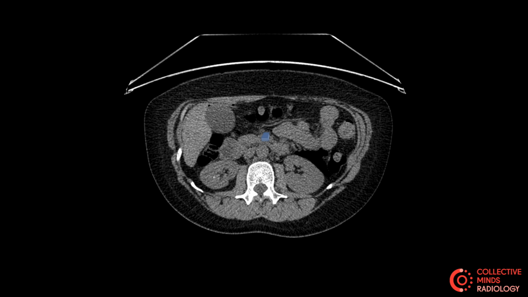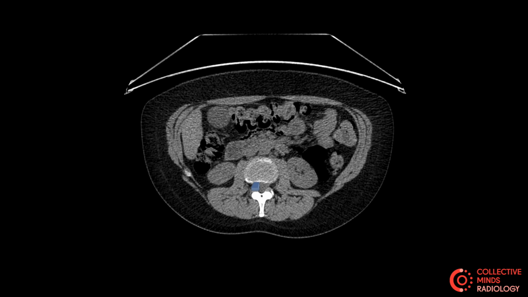But if it starts to get hazy, cloudy, that's when you've got to start to worry that there is some sort of inflammatory process going on. I will show you what the inflammatory process may look like, but in this particular situation, the gallbladder looks completely normal.